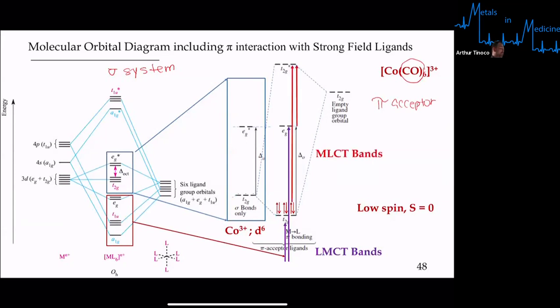Adding on to what I showed you before, these are the sources of the metal-ligand charge transfers: ligand to metal, and then metal to ligand here. All right. Any questions about that?